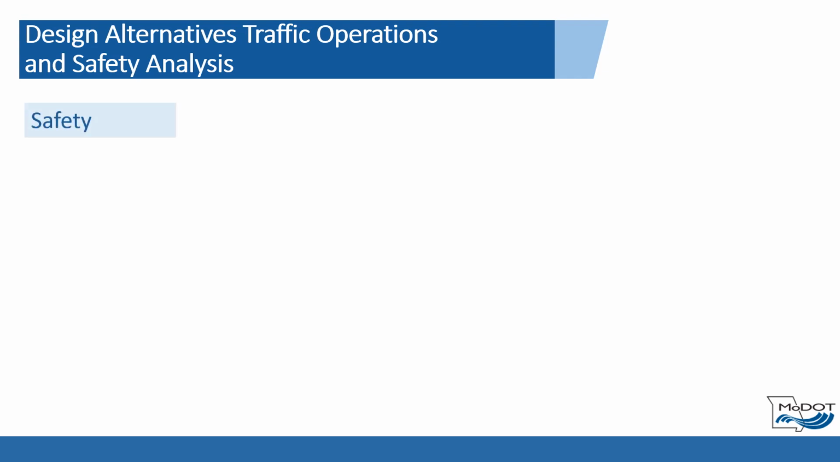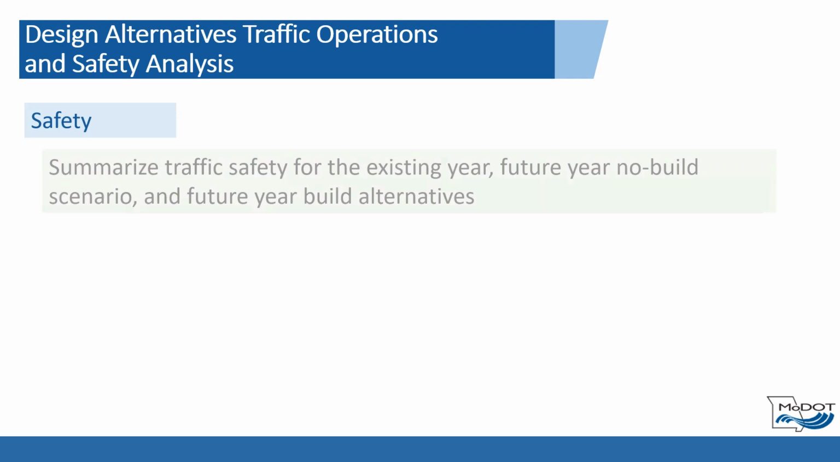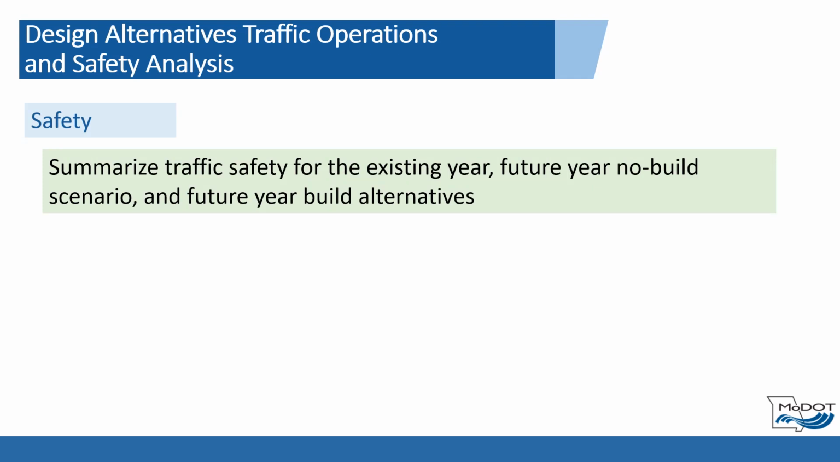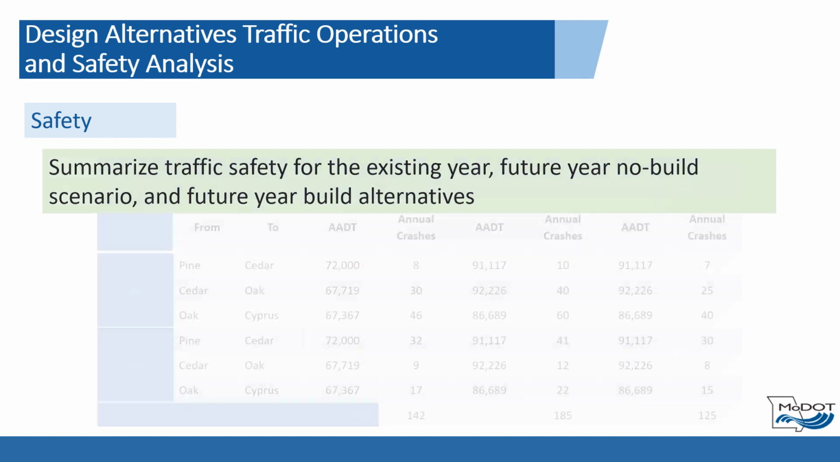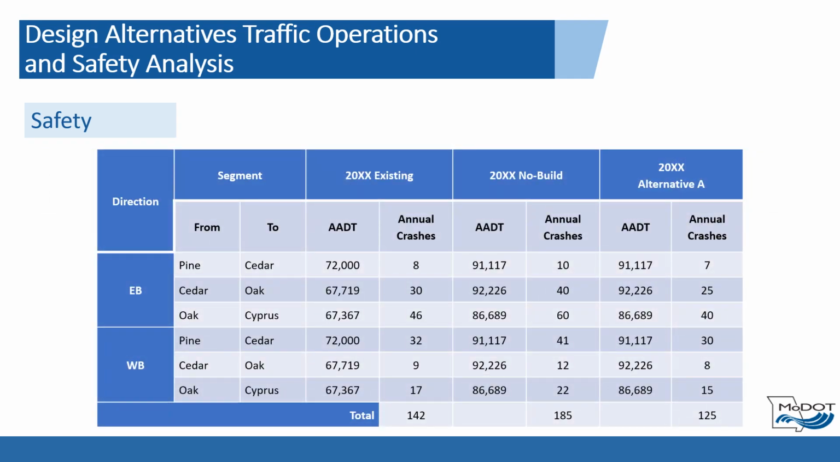The next subsection is safety. This section summarizes traffic safety for the existing year, future year no-build scenario, and one or more future year build alternatives. A table may be useful in communicating this comparison and can be used to compare safety MOEs between different scenarios.